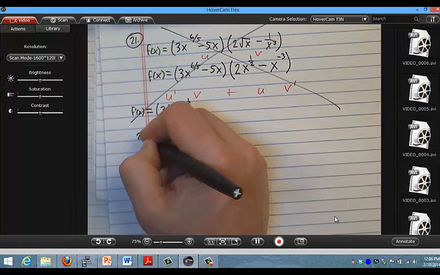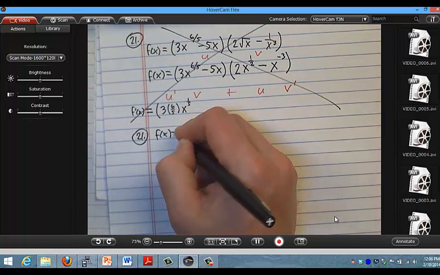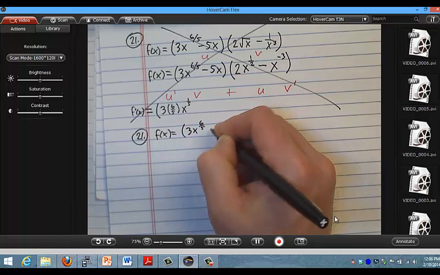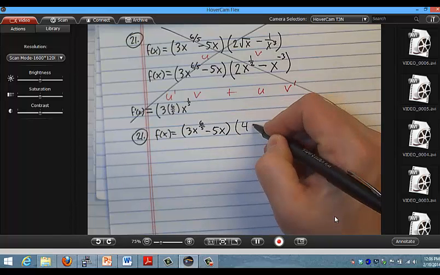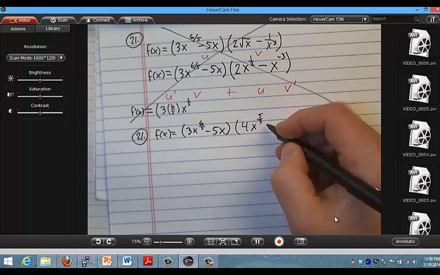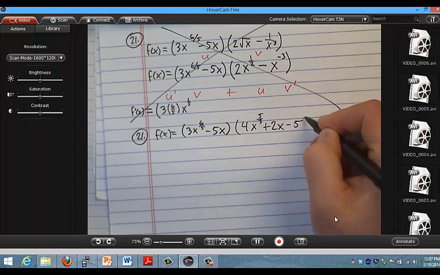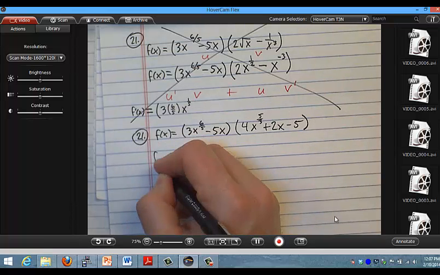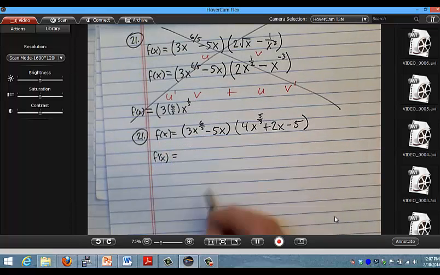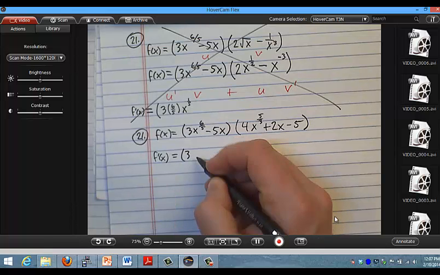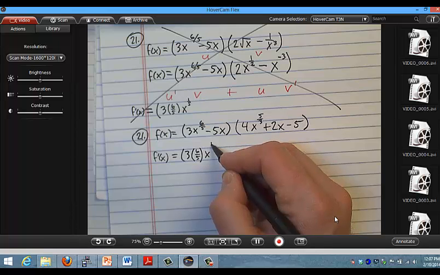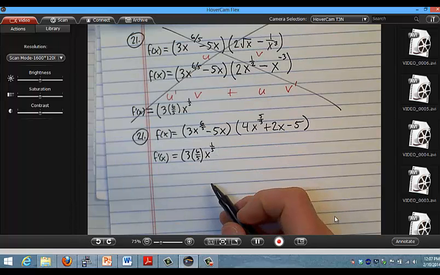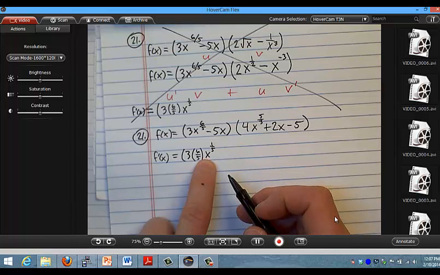Never tried it before? Okay, f of x equals 3x to the 6/5 power minus 5x, times, looks to me like it's 4x to the 5/3, I don't know what you guys are thinking, plus 2x minus 5. Is that right? Okay, so now I'm going to take my derivative. Again, u prime v. So it's 3 times 6/5, that's the Bing, times x to the what? 1/5. And then bong, if you want, is just 1, because when you take the derivative of the x, you get 1.